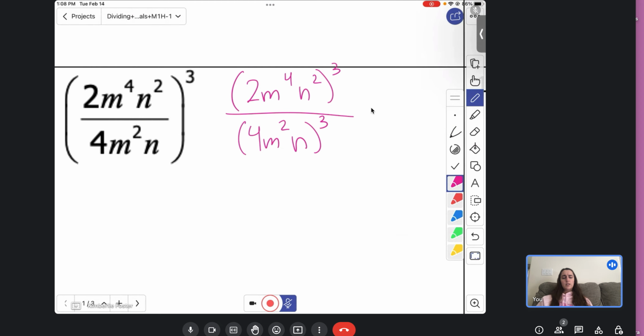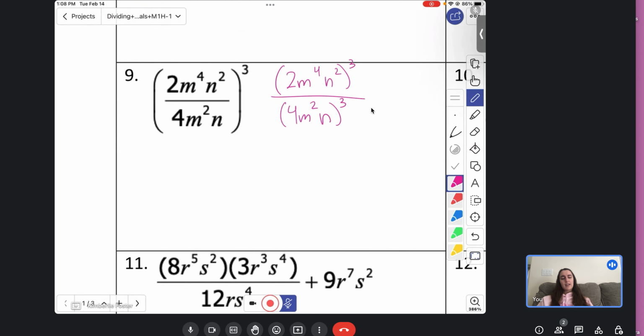Okay, so from here, 2 to the 3rd is going to be 8, m to the 12th, n to the 6th. The bottom, 4 times 4 is 16, times 4 is 64. M to the 6th, n to the 3rd. Let me just double check my exponents. Did that kind of fast.